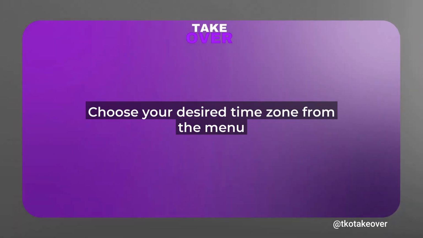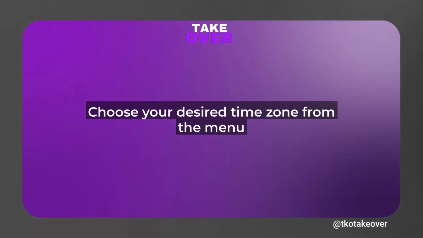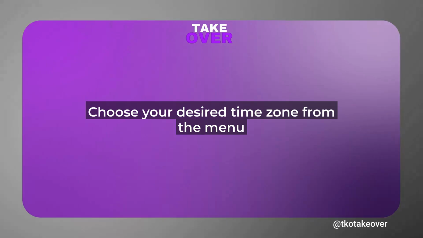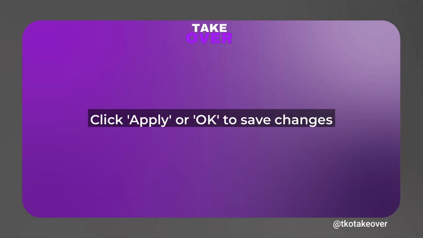Now, to verify, open a chart of your favorite currency pair. Check the time stamps on the candles. They should now reflect your new time zone. If you're using mobile, the process is similar. Go to the settings icon, find General or Account Settings, and adjust the time zone there.